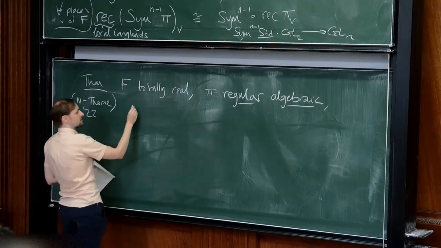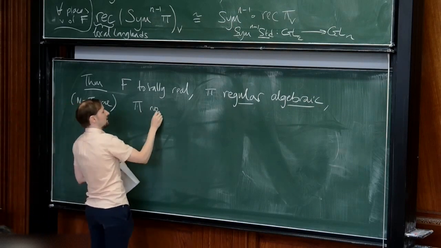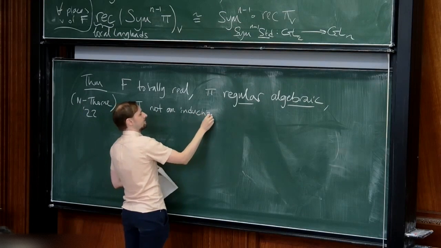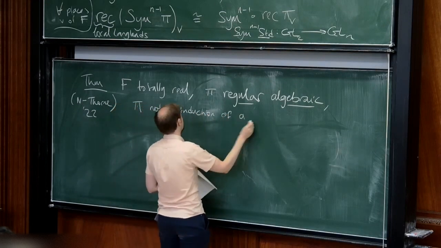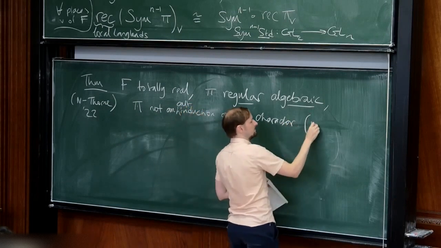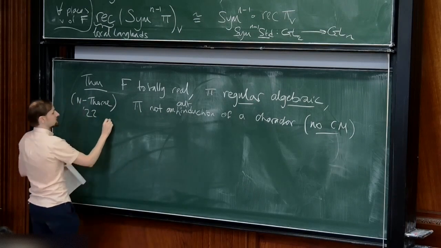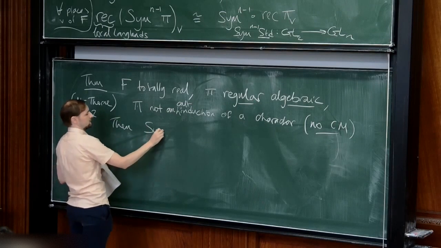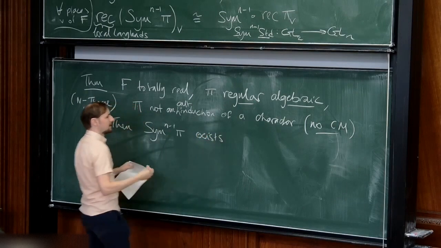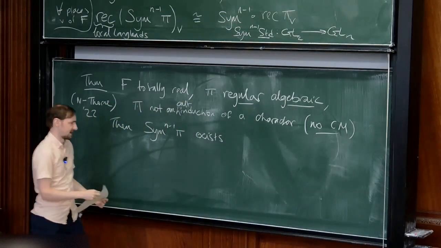And finally, just to exclude some degenerate cases, I'll assume pi is not an automorphic induction from a quadratic extension of F. In other words, pi is not a CM form. With these assumptions, we prove that this symmetric power lifting exists. And it's also cuspidal. That's the reason for excluding these CM cases, just so we make sure we get a cuspidal automorphic representation in the end.